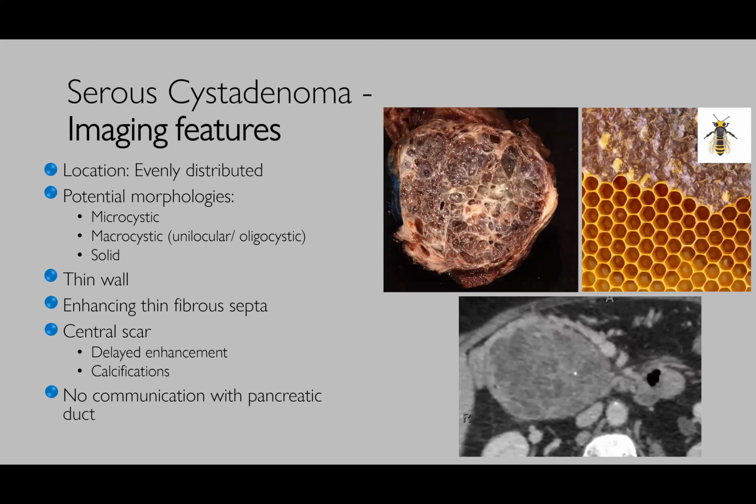Classic appearance. First of all, these can be located anywhere in the head, body, or tail. They have this honeycomb-like appearance to them because of numerous internal cystic components. And the separations between these cystic components tend to show a lot of enhancement. Often you tend to see a central scar that may or may not have calcification. The outer wall is typically thin, and you see a lobulated contour to the outer aspect of the lesion. And this lesion does not communicate with the pancreatic duct and almost always does not cause pancreatic ductal dilation.